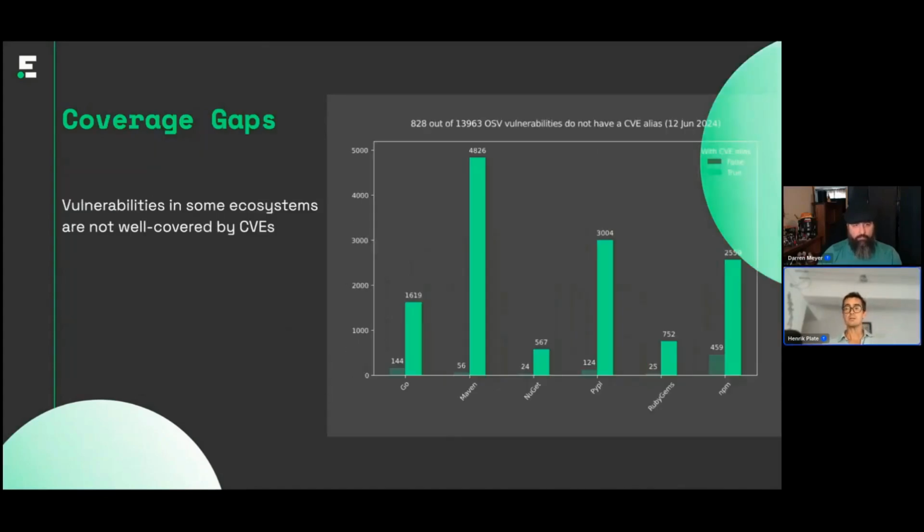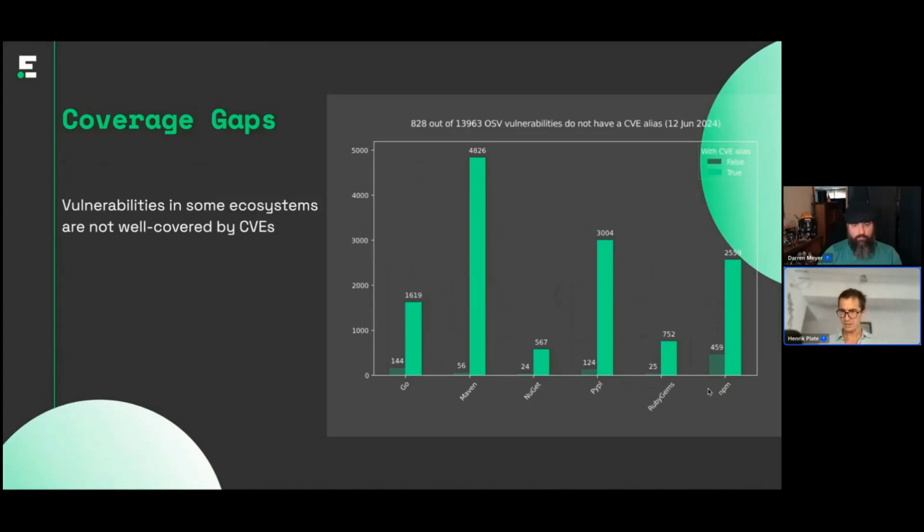All right, and the last here is just to emphasize something that is maybe known to many of you already, which is that there are, of course, the coverage gaps. We have seen this a little bit in regards to TensorFlow before. This is across multiple ecosystems, and it shows that some ecosystems are better and other ecosystems are not so well covered by the NVD in terms of CVEs, right?